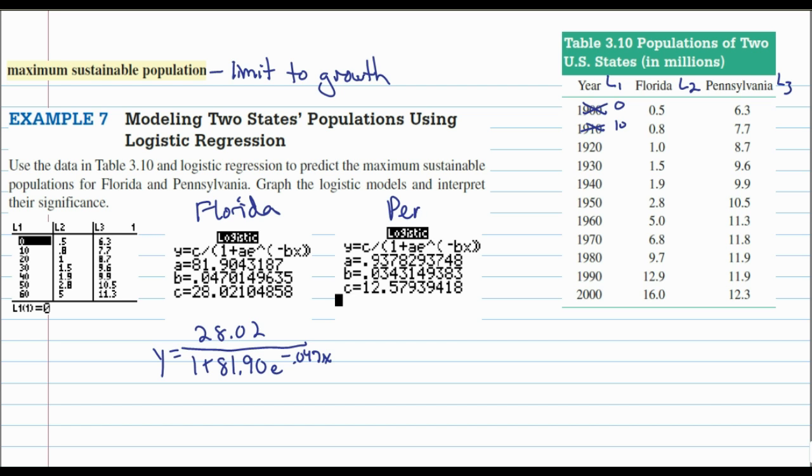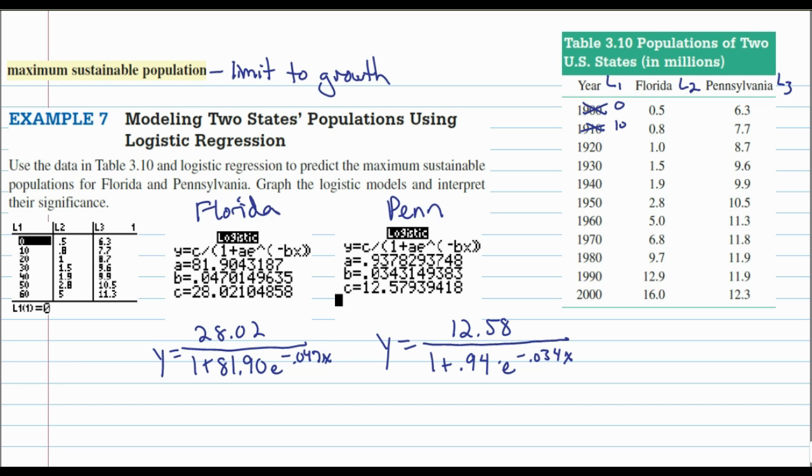Then Pennsylvania's will be y equals, their C value is 12.58 all over 1 plus, now their A value is 0.94. That's not very big at all, is it? Times e to the opposite of B, 0.034 and then x. Whew. All right, so this is our logistic growth equation to represent Florida's data, and this is our logistic growth equation to represent Pennsylvania's data.